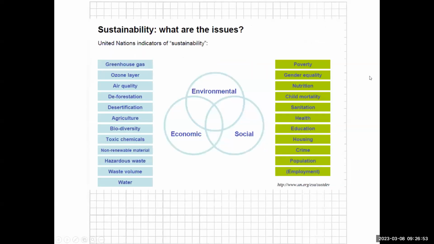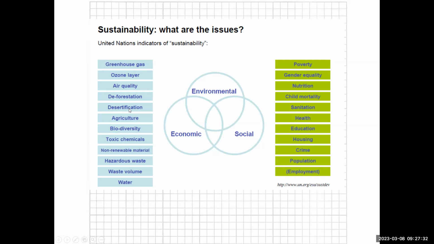Perfect. All right. So let's just kind of revisit sustainability. Again, this is from the United Nations. They're indicators of sustainability. So on the left, you can see the issues. Greenhouse gas, ozone layer, air quality, deforestation. Why is that a problem? Because we get most of our oxygen from the forest. And it's a huge carbon eater. So plants eat that carbon out of the air for us. So we have good clean air. So it's a big problem when we deforest.